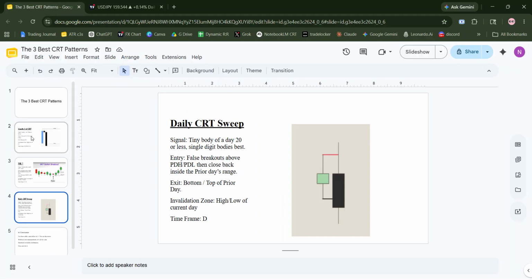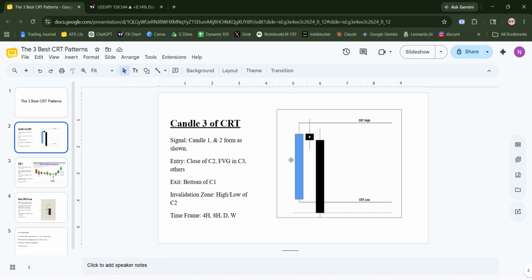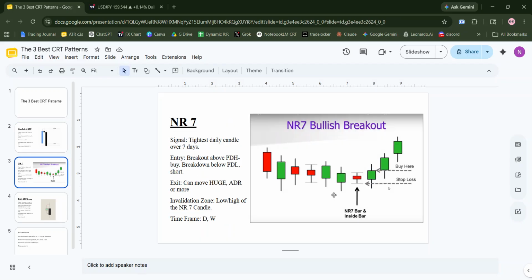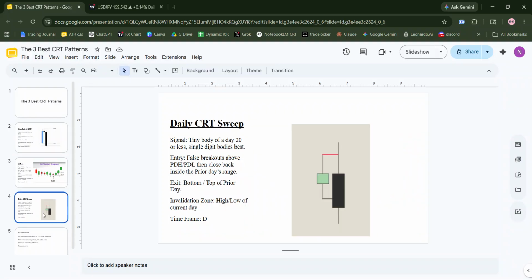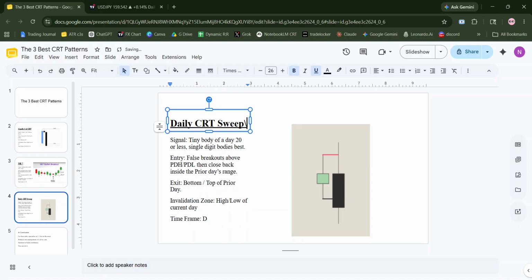So this is not about entries, but the patterns I'll be looking for are our traditional candle range theory: candle one, candle two, candle three. Possible NR7 range, where you have the narrow candle and we look to buy a breakout of it either to the upside or to the downside. Or we look for a daily sweep, where we see a small candle body, 20, 25 pips or less, and we look for a sweep of the higher low and a false breakout. So this is better titled a CRT false breakout.